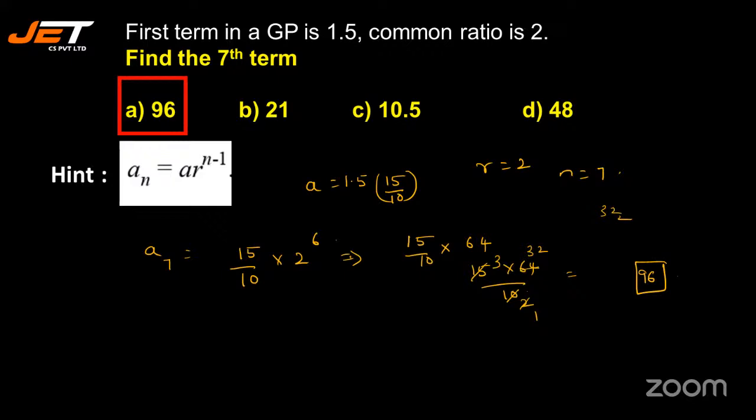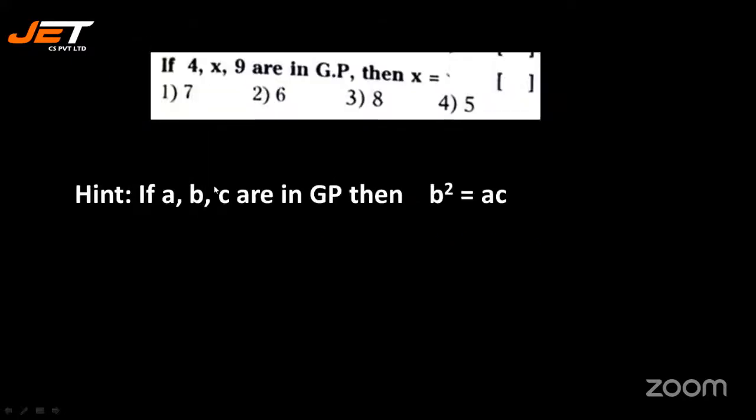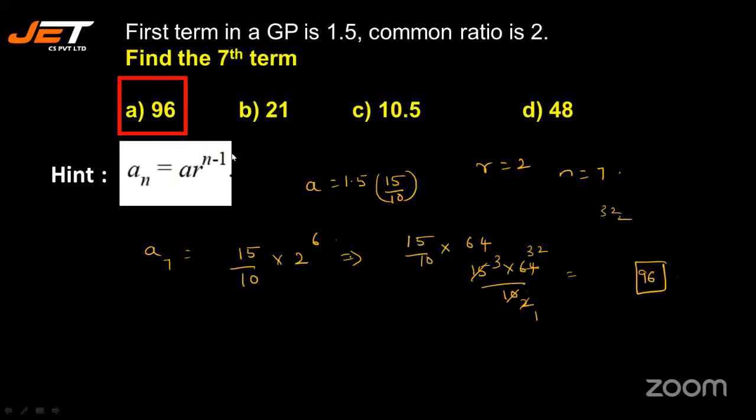All right. So how do you do this? Just put it in this formula. Just put it in this formula, AR to the power n minus 1, and we'll be getting the answer.